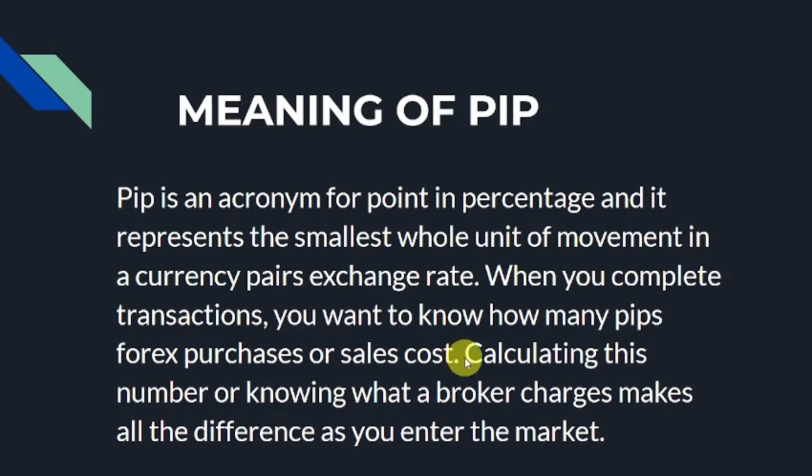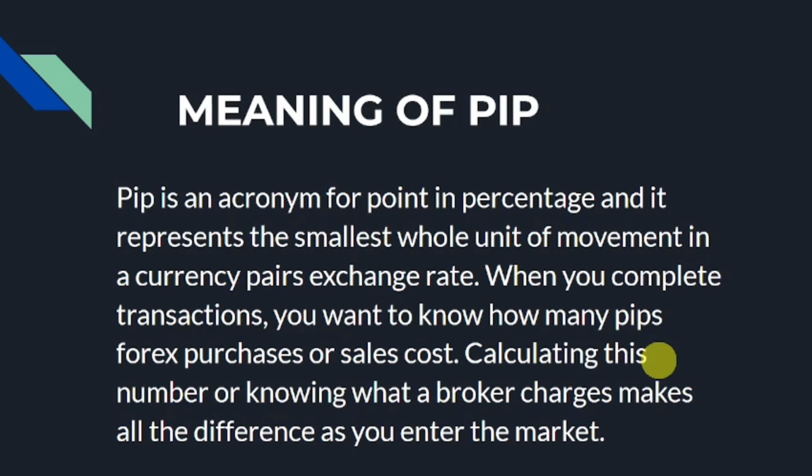So calculating this number or knowing what the broker charges makes all the difference as you enter the market. Once you know how many pips, you convert it to your exchange. If it's in dollars, for instance, risking 10 pips and you're checking with your lot size, you know that lot size simply means the volume of trade you open. You have one standard lot, 0.01 lot, right? So once you know those calculations, you know that if I hit 10 pips stop loss, I'll be losing $10 or I'll be losing $1,000, depending on what lot size you're using to open the trade.